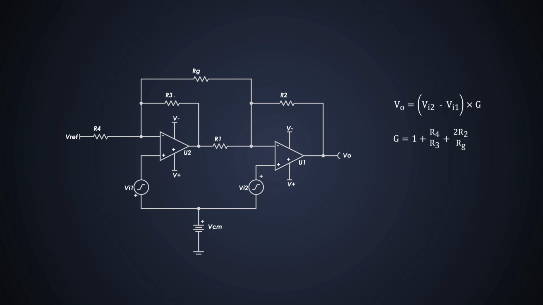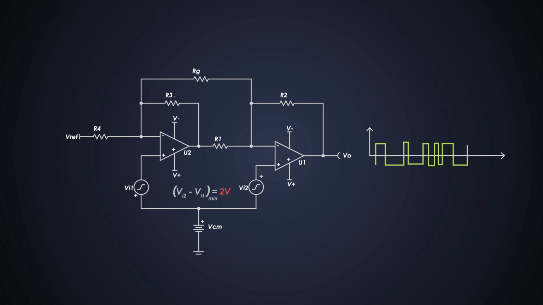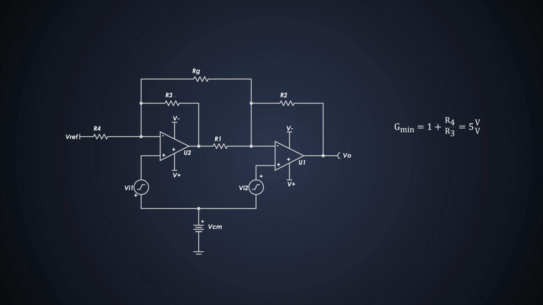This is the gain of the amplifier and it is given with this formula. So our maximum input voltage difference will be 2 volts and we need the output as 10 volts. So we need at least a gain of 5 volts per volt for this amplifier. This is a non-inverting amplifier, so we have to use the non-inverting gain formula to calculate the gain. And as we saw, R3 and R4 set the minimum gain. So we can use this formula to calculate the resistor values.